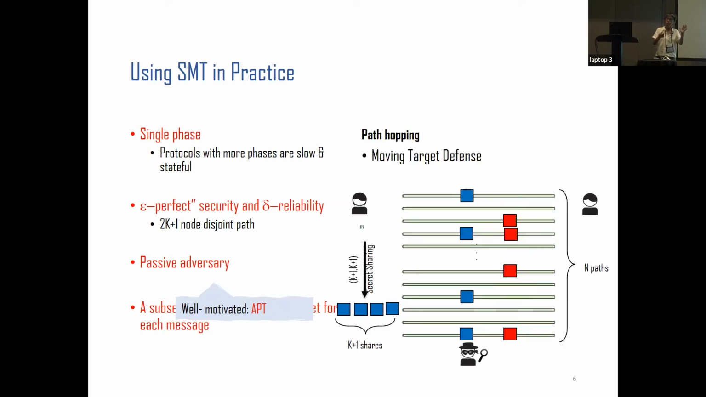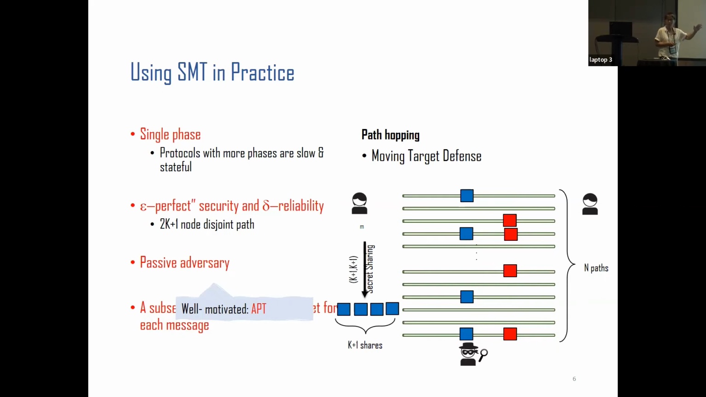Once you put all of these together, you have a system that we call path hopping, or moving target defense. It falls into that category of systems. Alice and Bob have all of these paths between them. For each message, Alice is going to randomly choose a subset of paths. Bob can also choose a subset of paths in the same round. If he's lucky, he's going to get this message. That's the model. For every message that comes, Alice is going to choose a different set of paths.